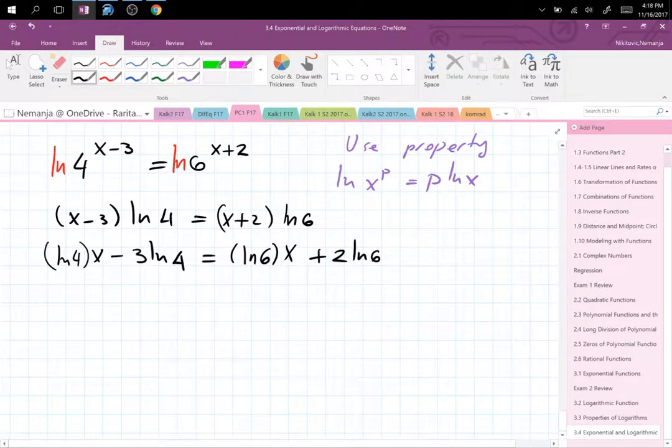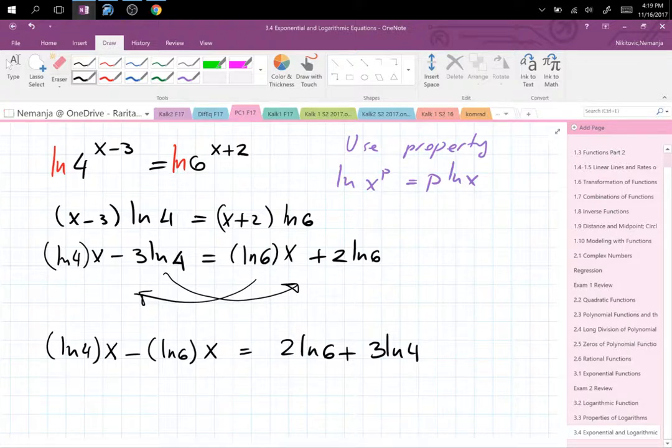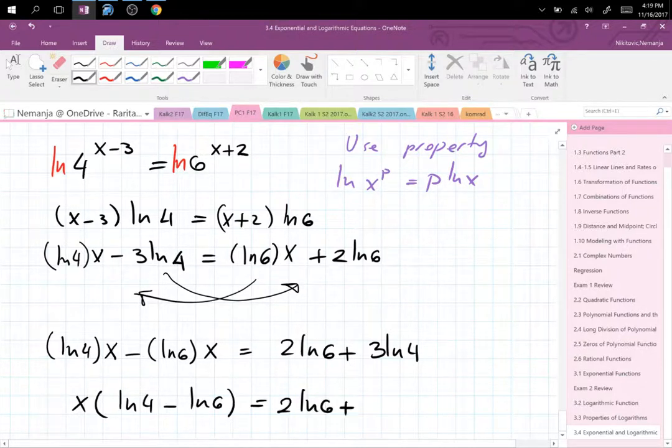Now move the term this way and move this term that way, because we want to have all the terms with the x on one side and all of the terms without x on the other side. So I have my ln 4x, and now minus ln 6x is equal to 2 ln 6 plus 3 ln 4. So I grouped all of the values with x, and now I factor out x, which gives me (ln 4 minus ln 6)x is equal to 2 ln 6 plus 3 ln 4.